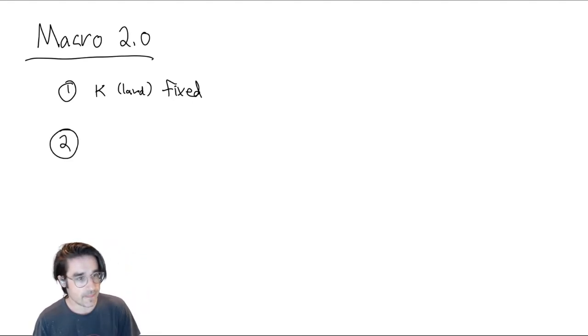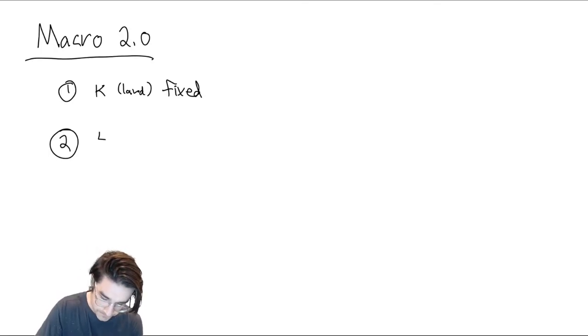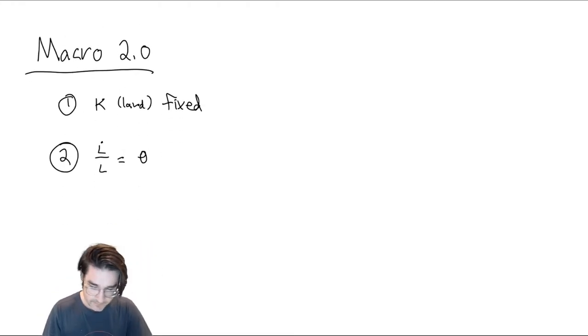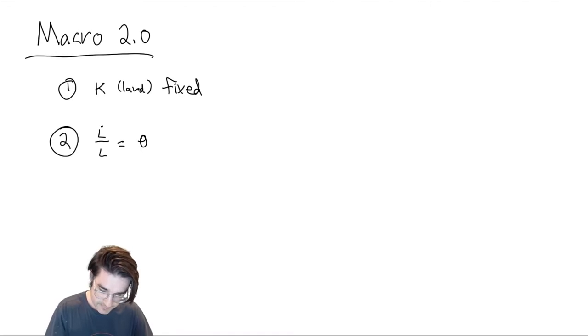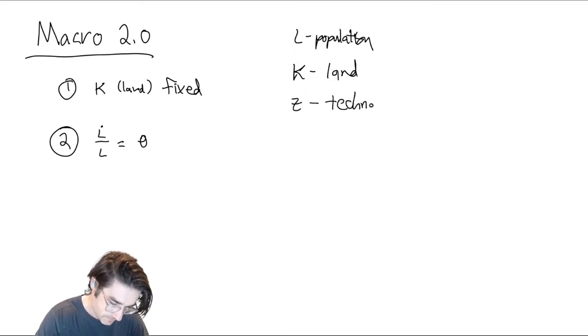Assumption number two is this demographic rule, in the specific case that I use in the slides. That's going to say that the growth rate of population. I should again define things. So L is population, K is land, and Z we'll say is technology. And then we'll also be talking about Y, which is output. I think those are the only important ones.